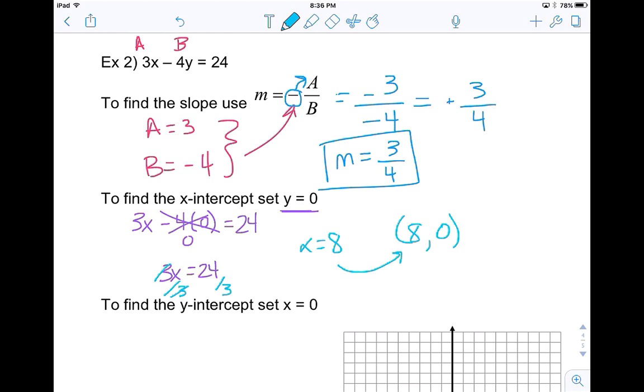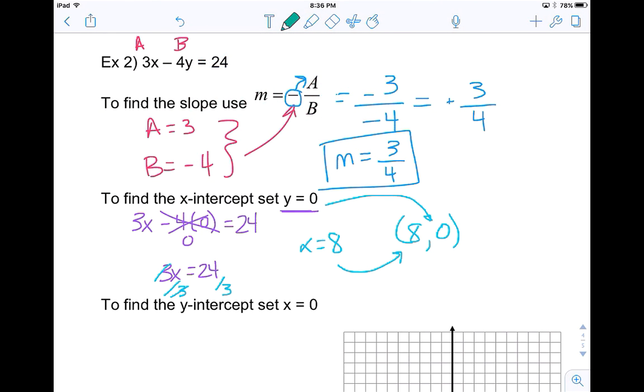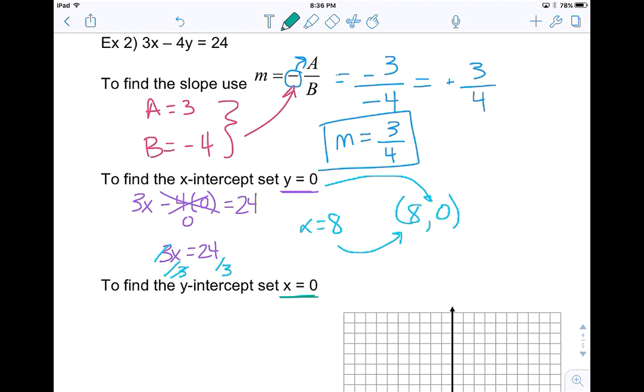So we just solved for 8, and we plugged in 0 for y. That's how we create that point (8, 0). We're going to follow the same process here, except we're going to find the other variable. So now for our y-intercept, we're going to plug in 0 for x and solve for y. So we'll have 3 times 0 minus 4y equals 24.